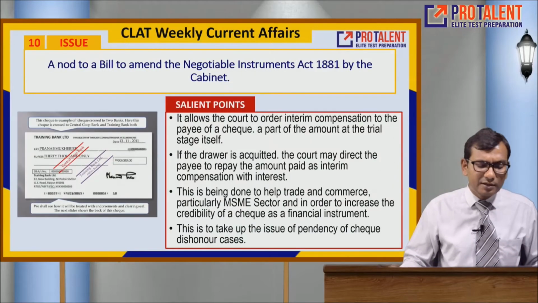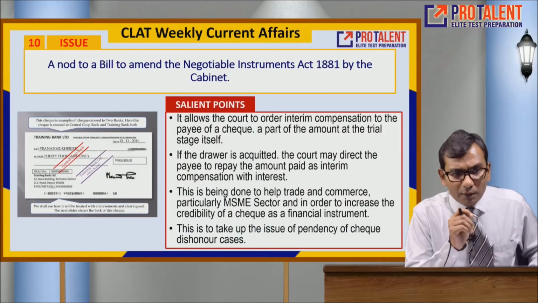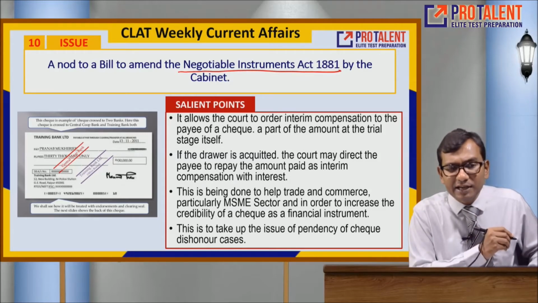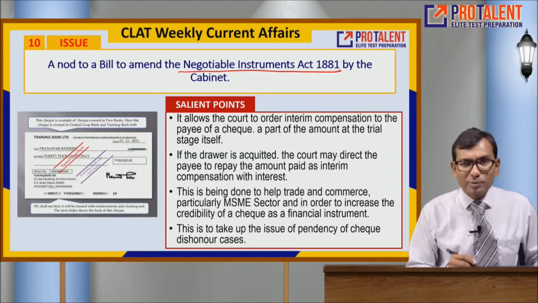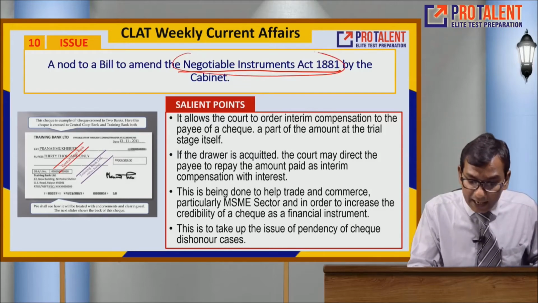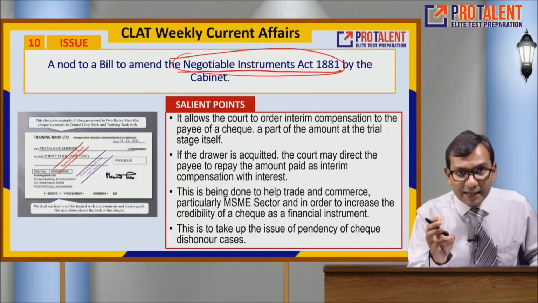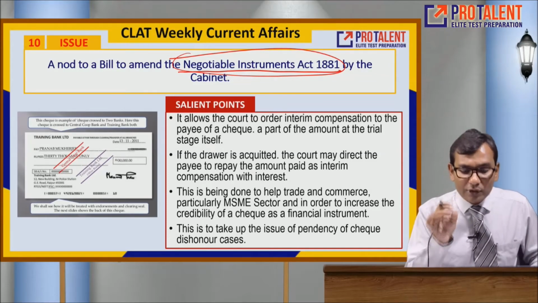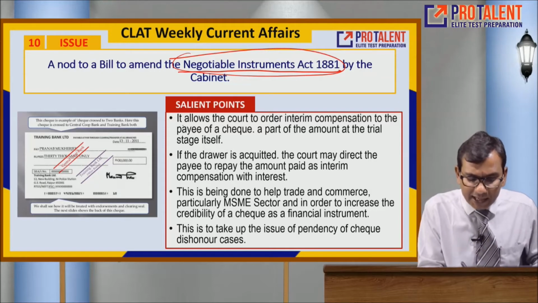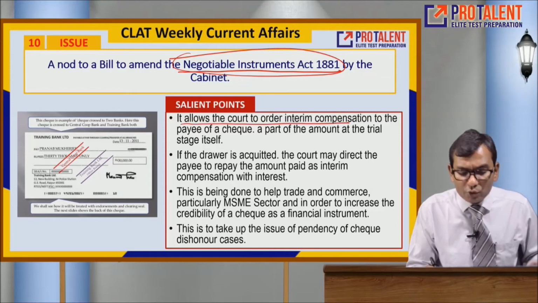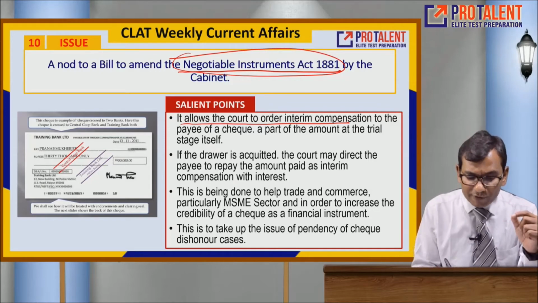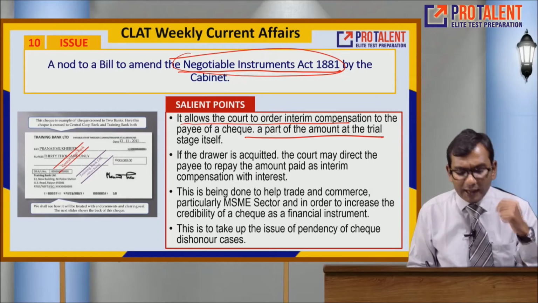Coming to issue number 10, a nod to a bill to amend Negotiable Instruments Act 1881. I'm sure you know the Negotiable Instruments Act 1881. Basically, ये ऐसा एक्ट है कि जो चेक्स, बिल्स ऑफ एक्सचेंज उसको रेगुलेट करता है. सो यहाँ पे एक अमेंडमेंट आया. अमेंडमेंट क्या आया? It allows the court to order interim compensation to the payee of a cheque, a part of the amount at the trial stage itself.